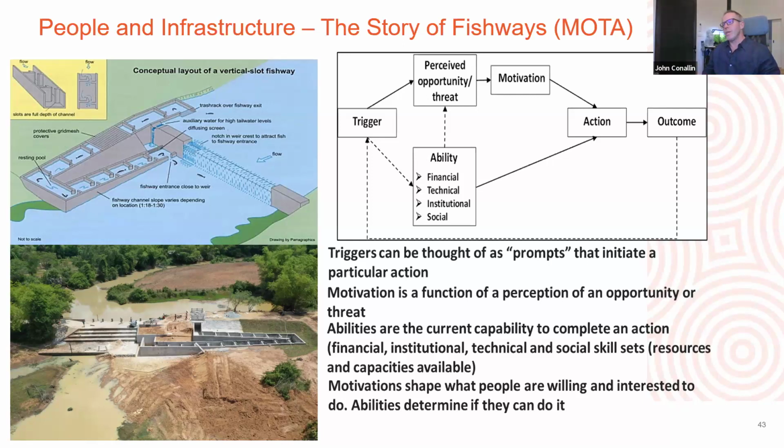If you think about a trigger, it can be thought of as a prompt to an action. The motivation is a function of perception. So you're either motivated to do something about that, or you're not motivated to do something about that. And that is around the perception of whether it's an opportunity or it's seen as a threat. Ability comes into that, and we break ability down into the financial, technical, institutional, and social. And if you have the ability to do it, you may be more motivated. If you don't have the ability, you may be demotivated to do it or not as motivated. And that leads to an action.